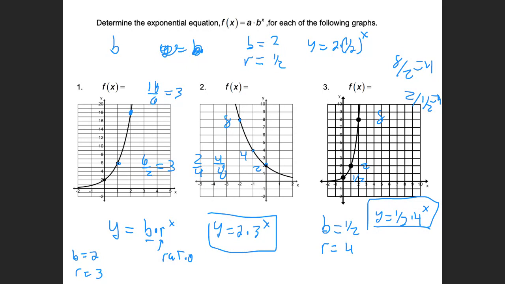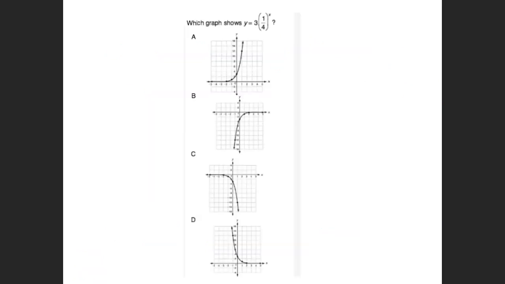Okay, so that is how you write. So we've learned how to, or we reviewed how to, graph exponentials. We reviewed how to write an equation for an exponential. And then the last thing for this week, let's try this problem.